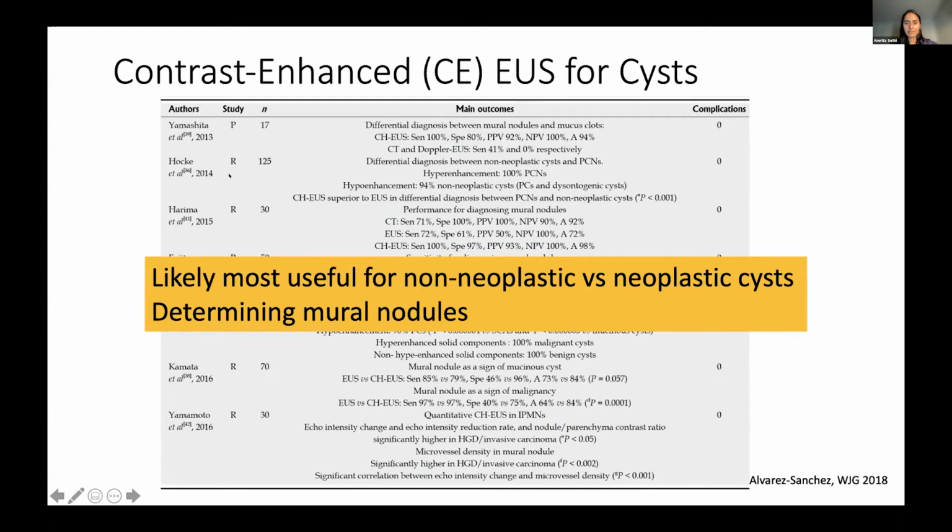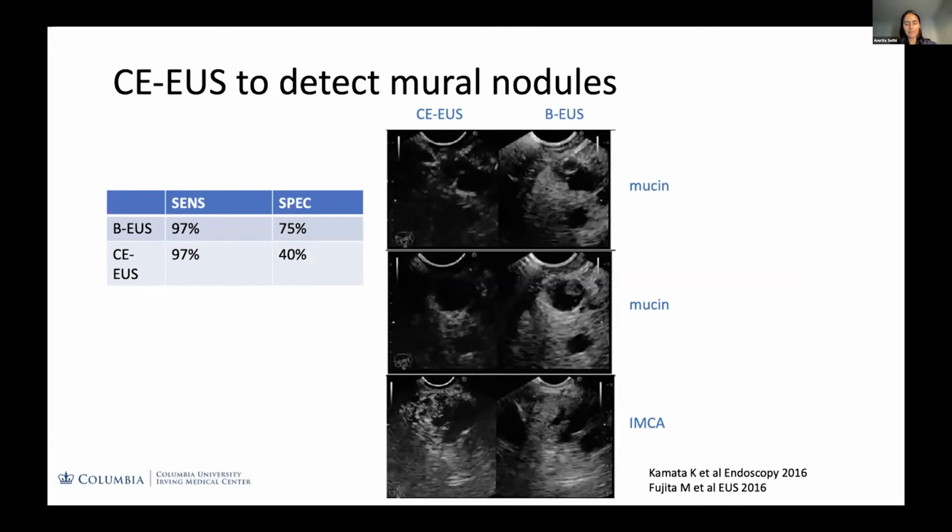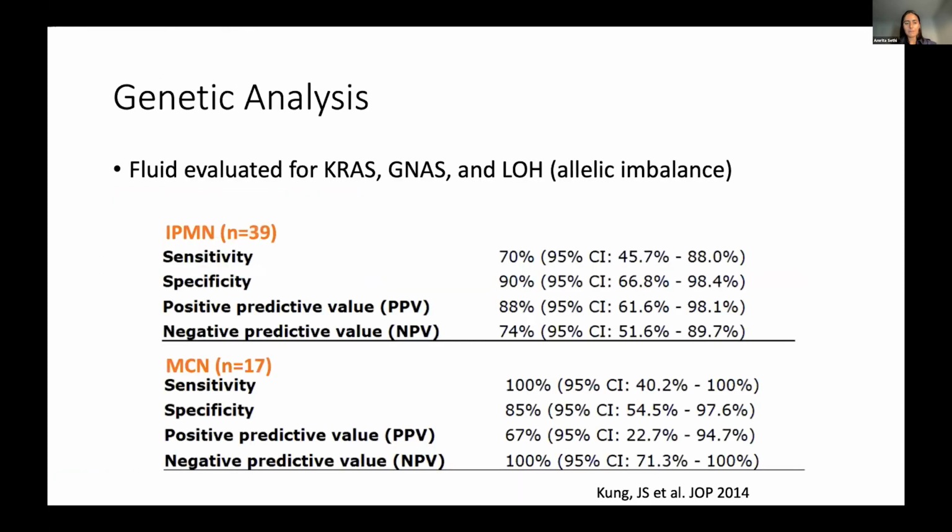You've already heard an excellent discussion on contrast enhancement for cysts, and therefore I won't repeat that. I think the results overall are variable in the literature, and it will likely be most useful for non-neoplastic versus neoplastic cysts, in particular determining mural nodules, as you just heard from Professor Catano. So I will skip over this quickly. As he mentioned, it increased the specificity significantly. So I'll move on then to genetic analysis.